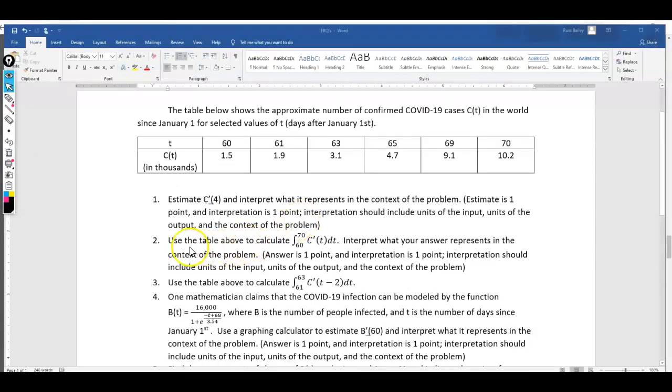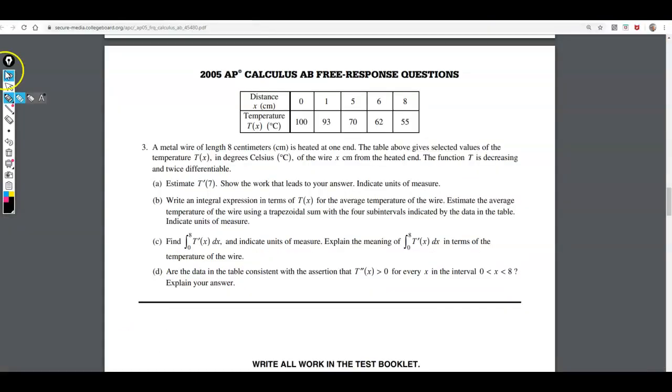So in number 2, they're asking us to calculate the integral of c prime of t and then interpret what that represents in the context of the problem. Remember, once again, your answer is worth 1 point and the interpretation is worth 1 point, and we should have input units, output units, and context once again. So a good problem that matches this one is the 2005 number C, or letter C.